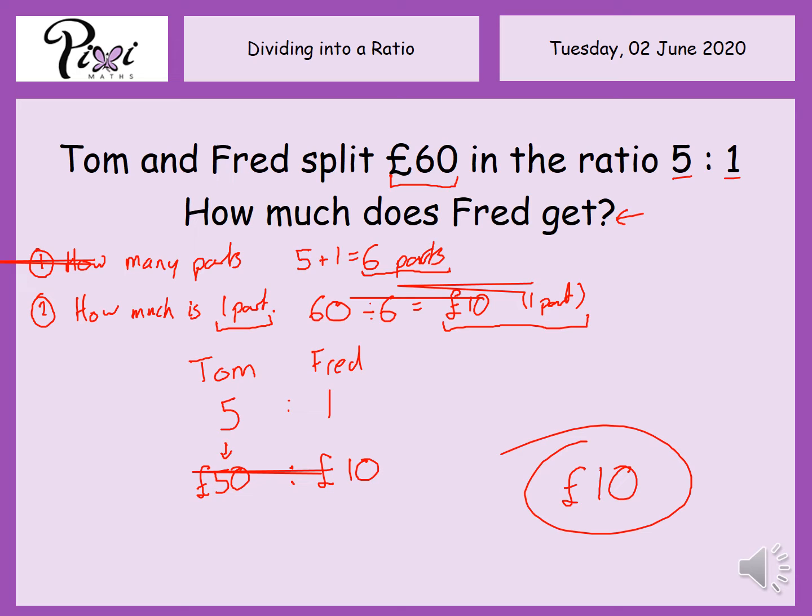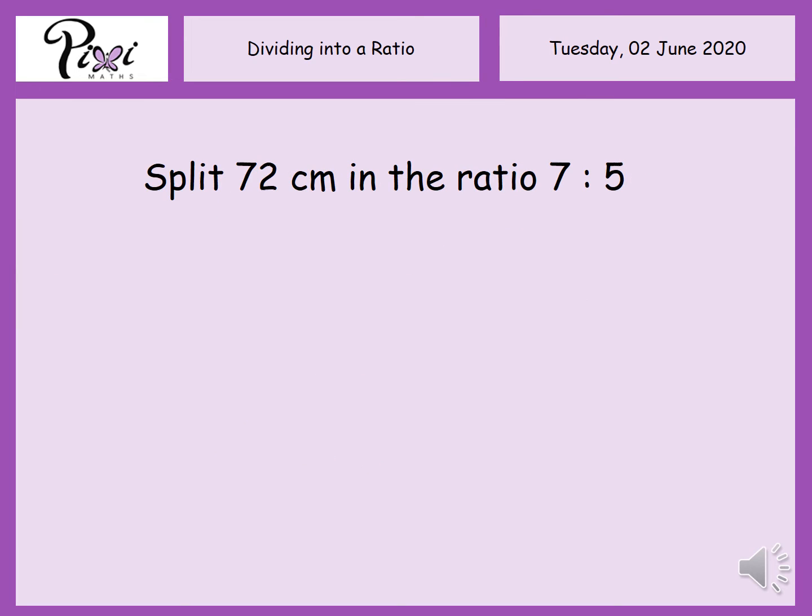So we've worked out the total of how much Fred gets, and it was £10 because he gets 1 part worth £10. Right, so now we're doing it with a length. So far all we've done is money. You can split anything into a given ratio. So let's split 72 into the ratio 7 to 5.